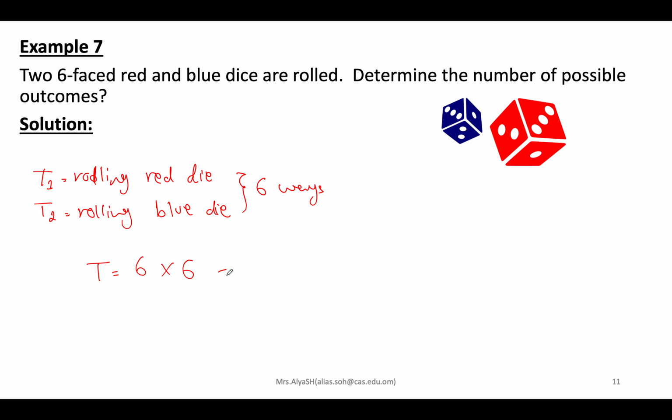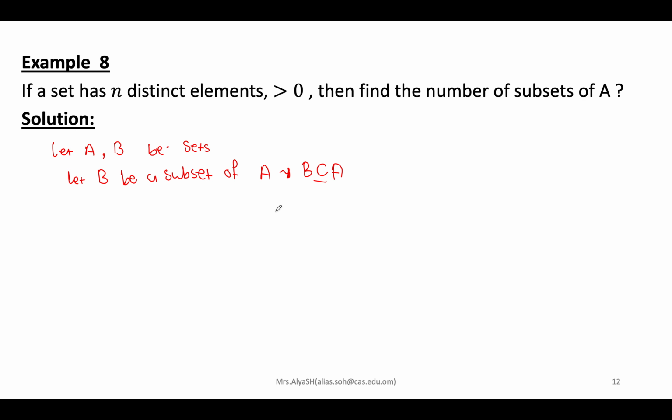Okay, here if a set A has n distinct elements, n greater than 0, then find the number of subsets of A. First of all, let A and B be sets. Then let B be a subset of A, which can be represented as the following symbols. So here we got that B is a subset of A. Now, in order to construct the decision whether B is a subset of A or not, we need to know the elements of A. So let's suppose A got x1, x2, x3, and so on.